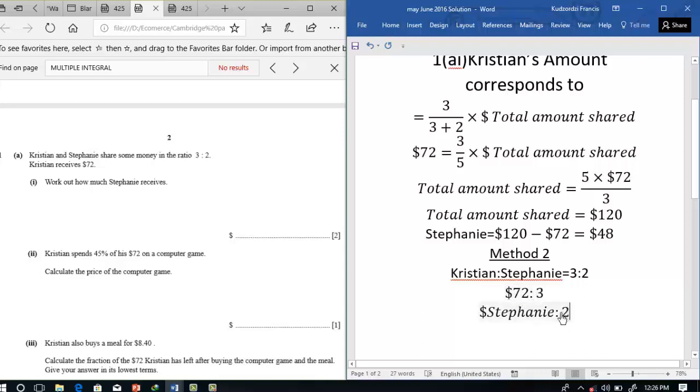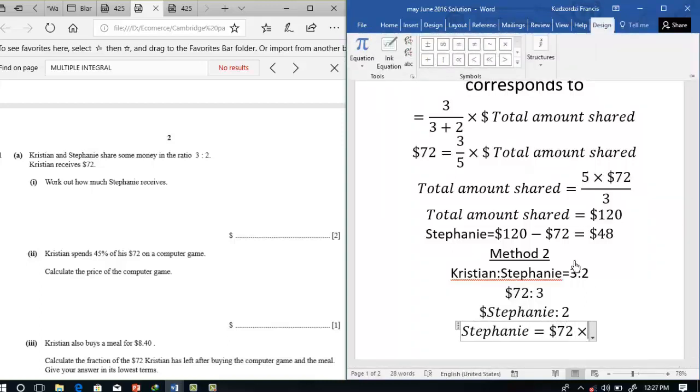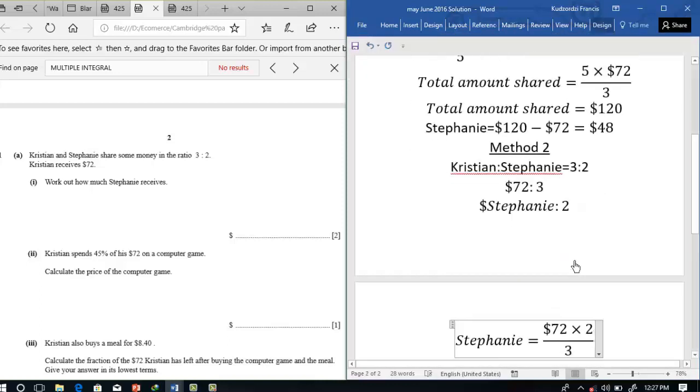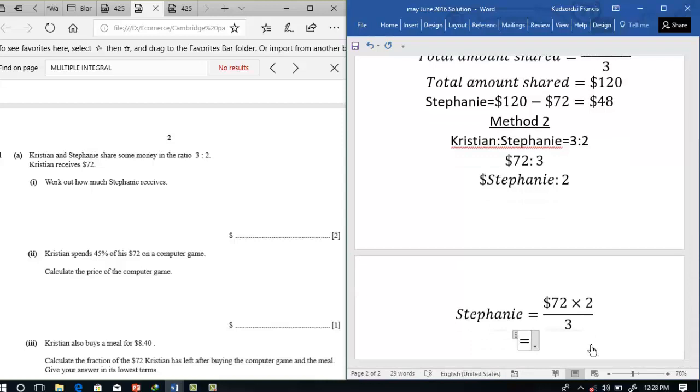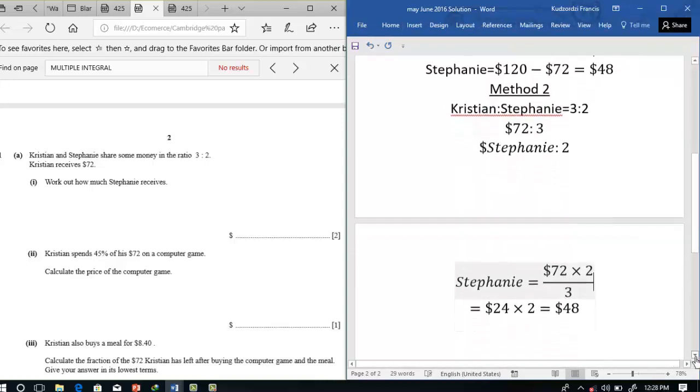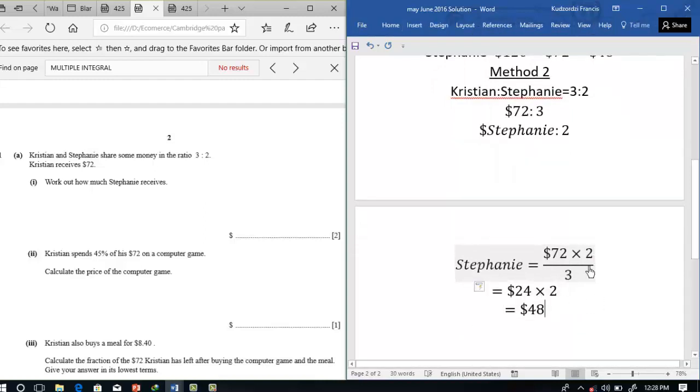So if 72 corresponds to 3, then 2 corresponds to what? Will it be more or less? That will be less. So if less, more divides. So we are comparing the 3 and the 2. Which one is more? It's the 3. So if less, more divides. So this will be $72 times 2 divided by 3, because it's supposed to be less, so more must divide, which is 3 dividing this. And when we simplify this, 3 will go into 72 24 times. So Stephanie had $48 is another way of doing it. Stephanie had $48.